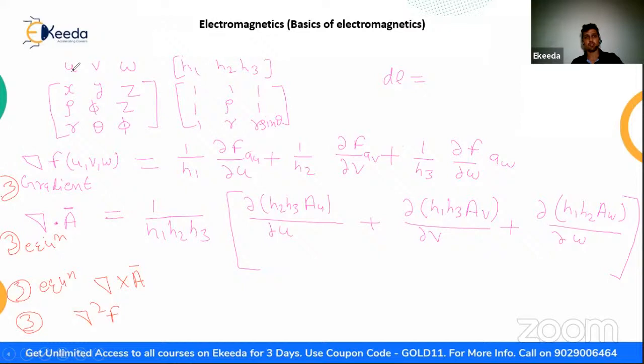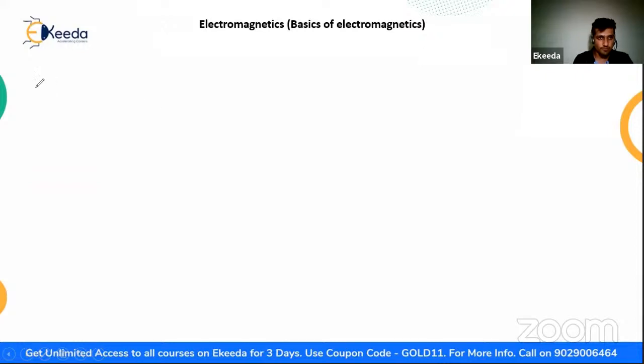We have just generalized the coordinate system, that there is a coordinate system having parameters u, v, w, and h1, h2, h3 as scaling parameters. So we will just use this del cross A and then del squared F. These two formulas I'll just write. Let me clear it. So now coming to del cross A.